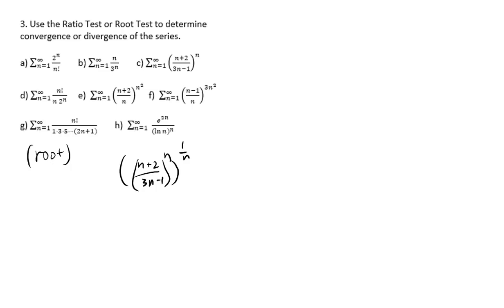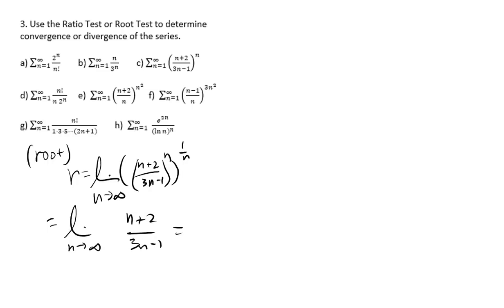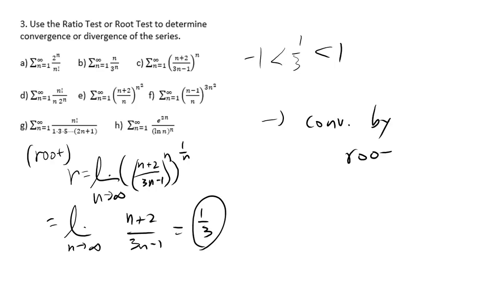So that's your an. Therefore, r would be the limit n going to infinity of an to the 1 over n power, and n times 1 over n just cancels away. So you just have the limit n going to infinity of n plus 2 over 3n minus 1, which just gives you 1/3. Well, 1/3 is between -1 and 1, so that means it converges by root test. Very simple. Okay. All right.